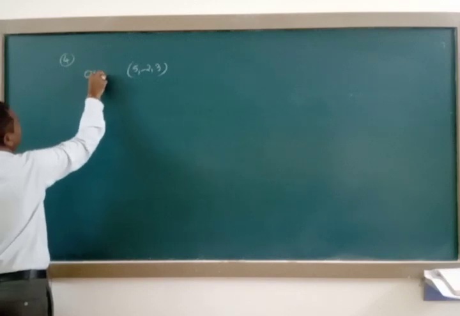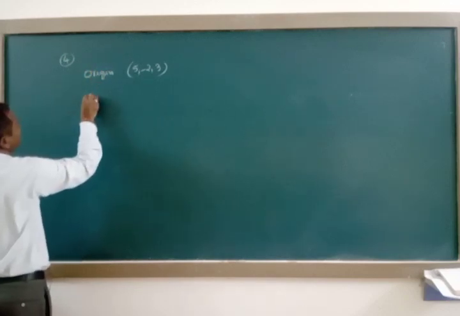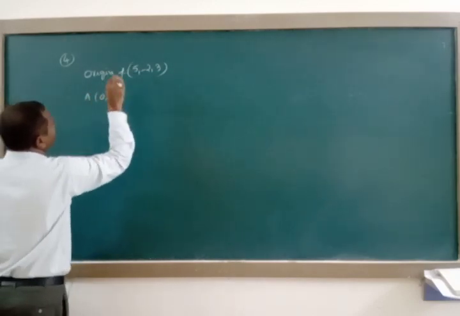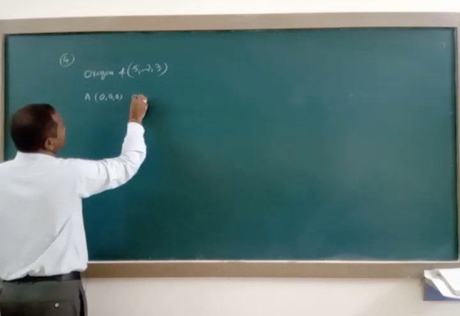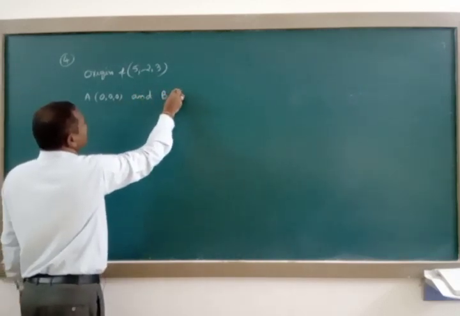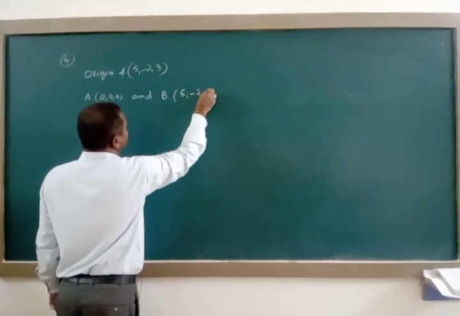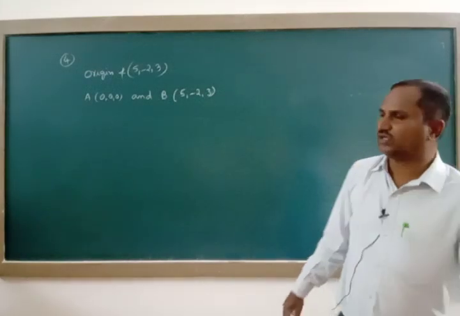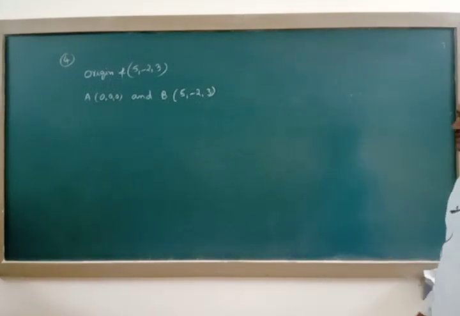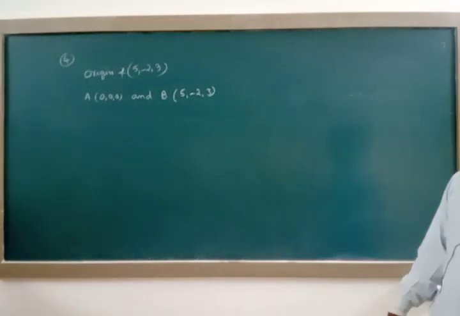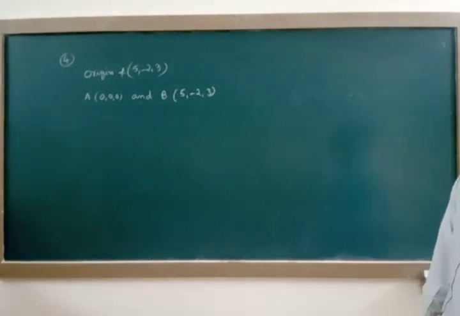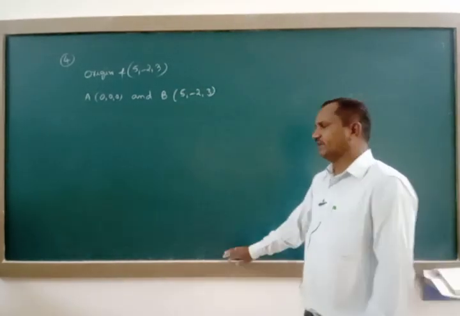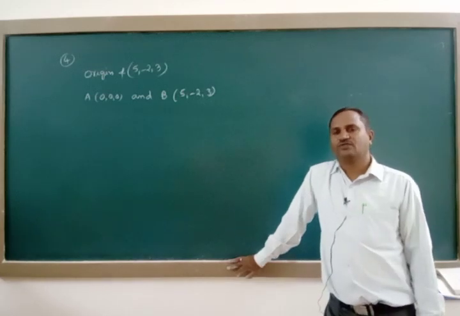Origin means point A is (0, 0, 0), and another point B is (5, -2, 3). They mentioned only 2 points here. A line is passing through only 2 points, which means we have to apply the concept of the second theorem. What I told about the second theorem is, if a line is passing through 2 points, I gave 2 types of formulas, belonging to vector and Cartesian forms.